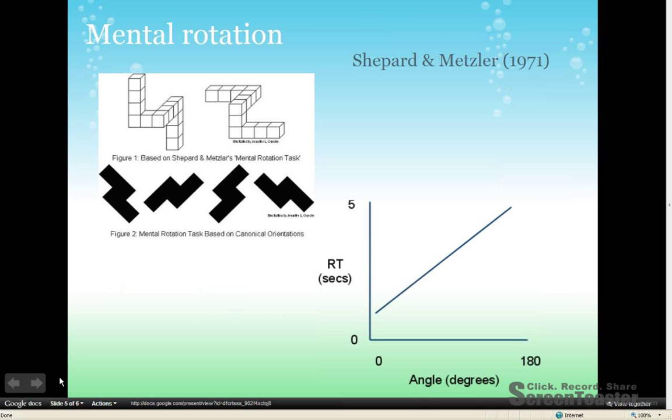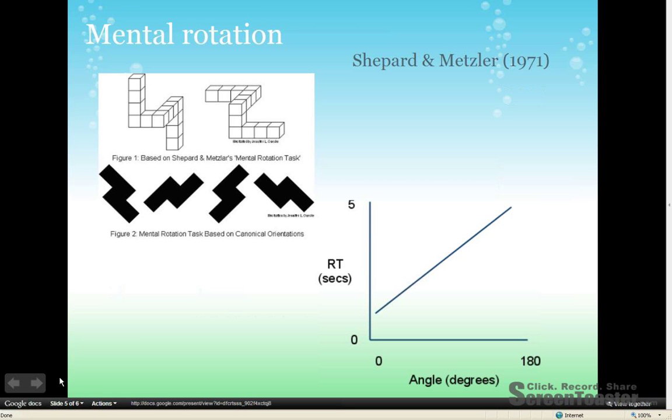And finally, here's a very famous experiment from cognitive psychology carried out by Shepard and Metzler in 1971. In these studies, participants were shown a pair of shapes on a screen, such as the ones in the top row on the left or the bottom row on the left. People have to press a button in order to say whether they think these items are the same shape or whether they're different shapes.